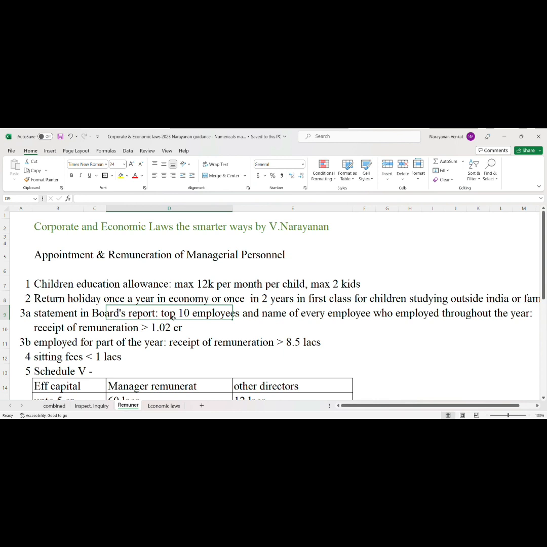The next one is leave travel, holiday passage: once a year in economy class is allowed, or in case of first class, once in 2 years is allowed. This applies for children studying outside India and family residing outside India.